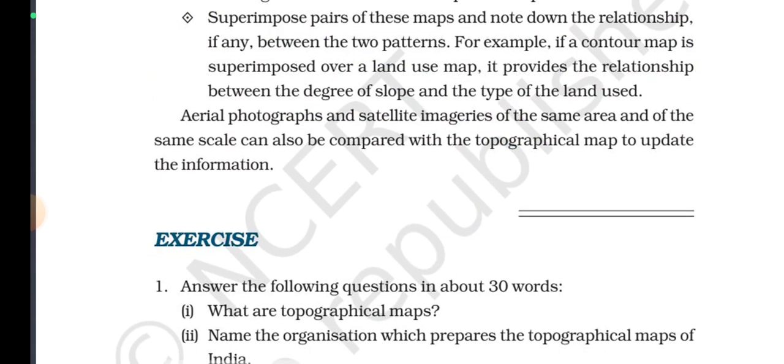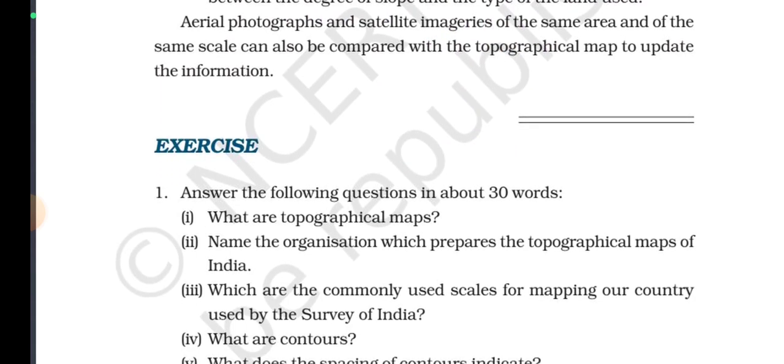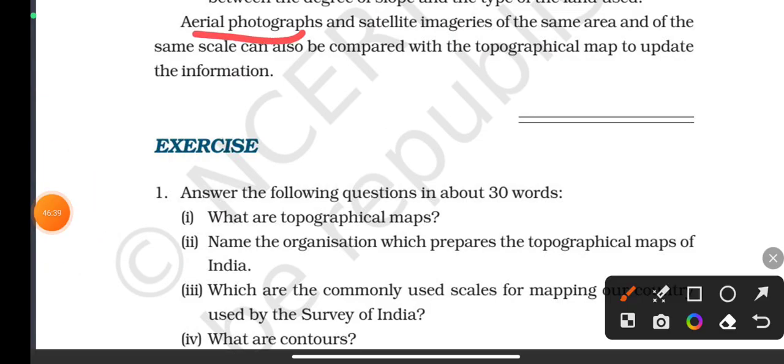Now aerial photographs and satellite imageries of the same area and of the same scale can also be compared with the topographical map to update the information. So aerial photographs are used to update the information in a topographical map.